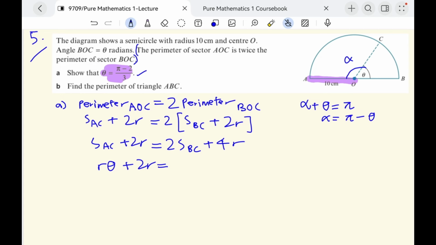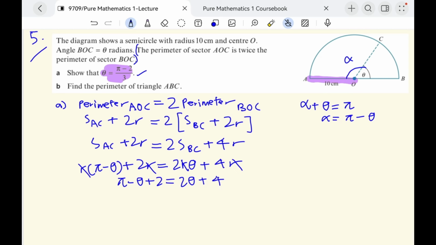Okay, so what is the arc length of BC? It's also r theta. Okay, but this is not your theta. For the arc length of AC, it is r times pi minus theta. Okay, so you can see that there's a common factor of r. You may cancel it out, and then simplify it. Then you should get the result from the question stated.